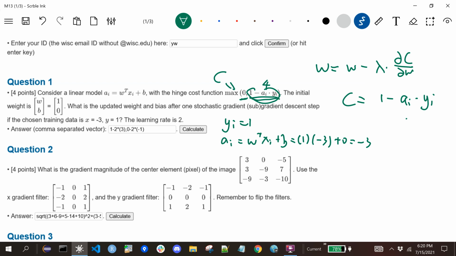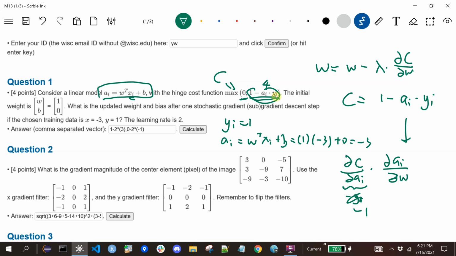And now when we take the derivative, we just do the derivative with respect to a, that's a chain rule, and a with respect to w. So the first part, c with respect to a, is just minus y. It's just minus 1 here because y is 1. And a with respect to w, if you look at this expression, it's just xi. And xi here is minus 3.